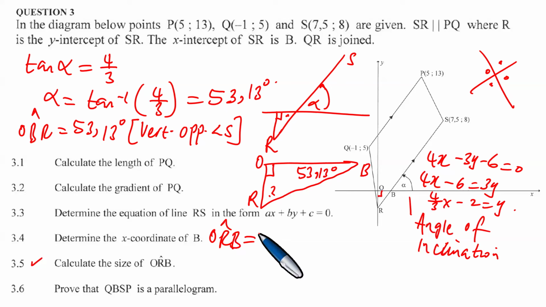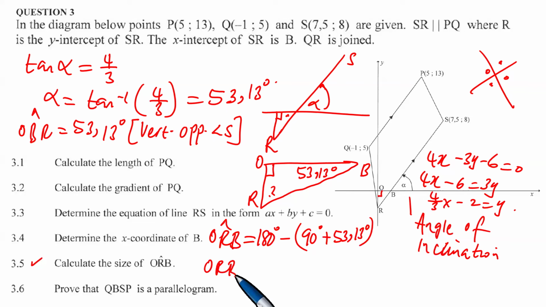is 180 degrees minus. The angle ORB, this angle here, is 180 degrees minus the other two, minus 90 plus 53,13 degrees. The angle ORB is 36,87 degrees.